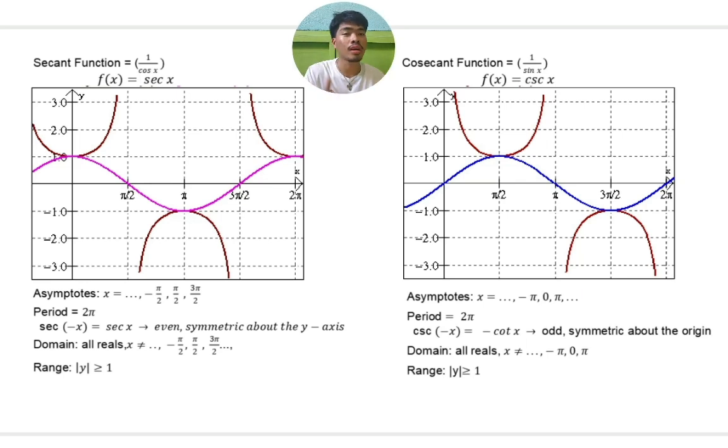Now moving on to the cosecant function. Cosecant is the reciprocal of sine. It behaves just like secant, but it anchors onto the peaks and valleys of the sine wave instead. Because of this, its asymptotes match cotangent's, occurring at whole multiples of pi, like 0, pi, 2 pi, and its period is also 2 pi.